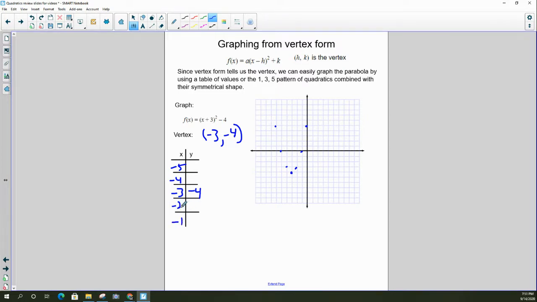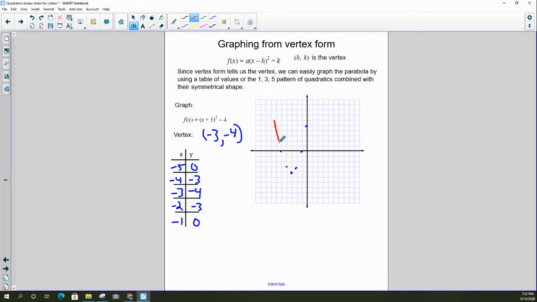And so if I plug negative 2 into this function, negative 2 plus 3 is 1. 1 squared is 1. 1 minus 4 is negative 3. If I plug in negative 1, negative 1 plus 3 is 2. 2 squared is 4. 4 minus 4 is 0. And since we know it's symmetrical, this one must also be negative 3, and this one must also be 0. So if we double check our points: (negative 5, 0), (negative 4, negative 3), our vertex was already there, (negative 2, negative 3), (1, 0). So the table of values matches with our pattern, and now all we have to do is connect our dots.